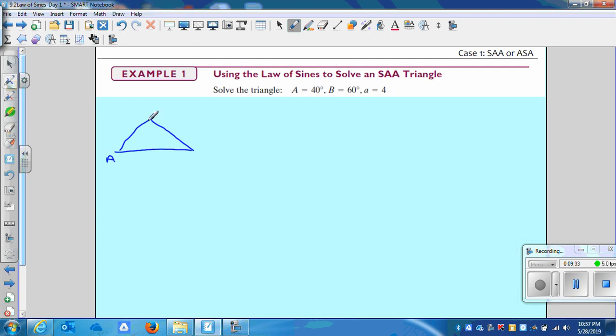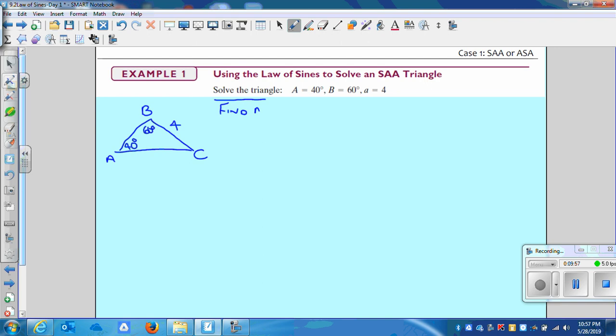So we have A, B, and C, and they tell us that angle A is 40 degrees, and we know that angle B is 60 degrees. And we know side a corresponds to angle A, it's opposite from it, and we have a 4. Now it says solve the triangle. When they say solve the triangle, that means find all missing angles and sides.